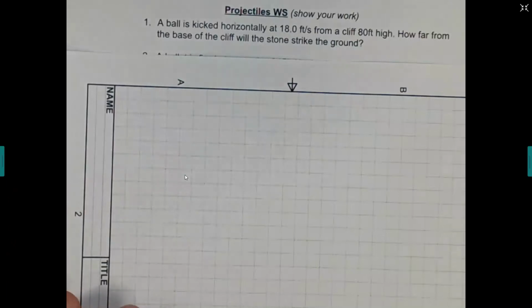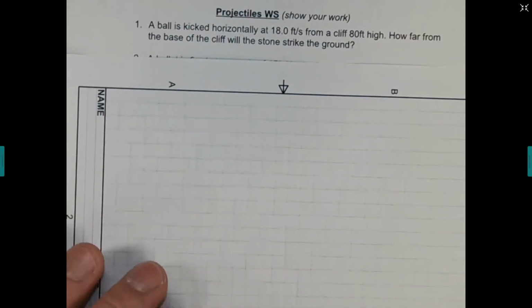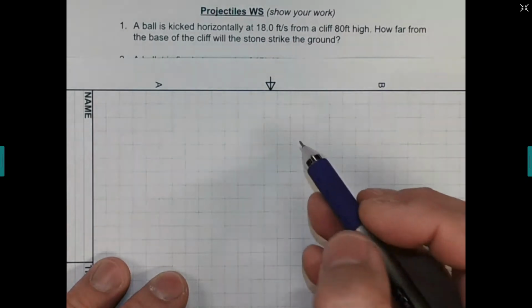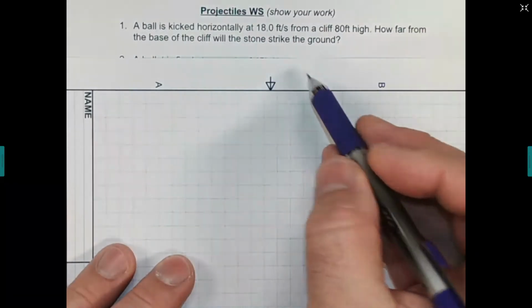All right, today we're going to work on our projectiles worksheet. Number 1 says we have a ball kicked at 18 feet per second from a cliff 80 feet high. How far from the base of the cliff will the stone strike the ground?